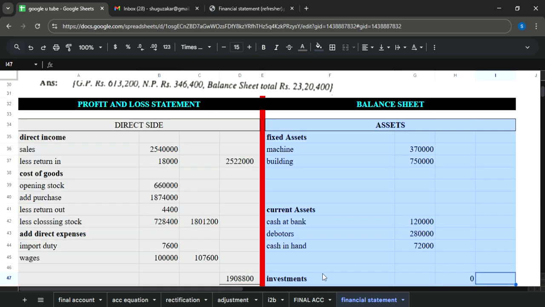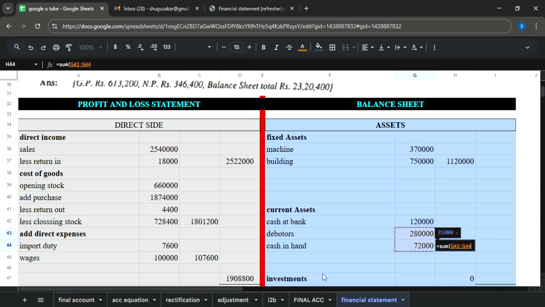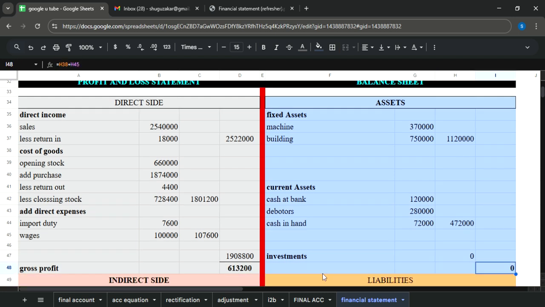Now we will see our asset side. Only two fixed assets are present, 3,70,000 machine and 7,50,000 building. So sum of fixed assets is here. Then sum of current asset, there are three current assets, 72,000, 280,000, 120,000. So we have got our current asset total. There are no investments. So finally we are ready to calculate our sum. Investment 0.